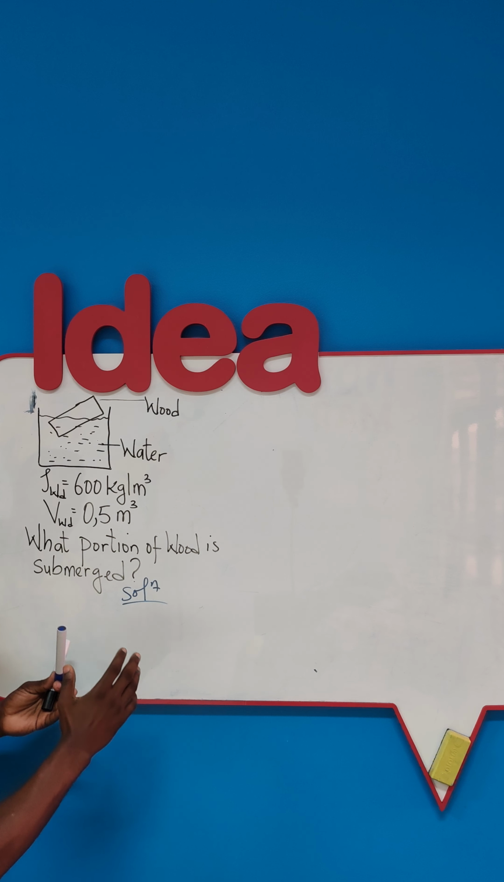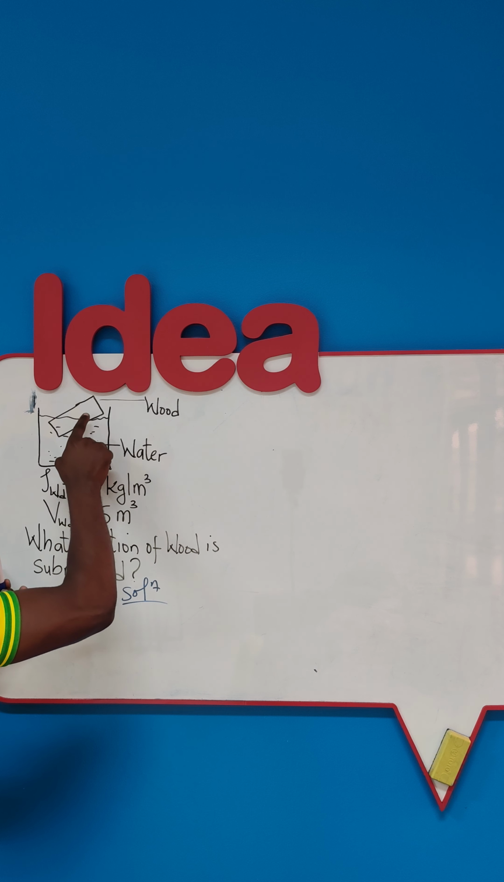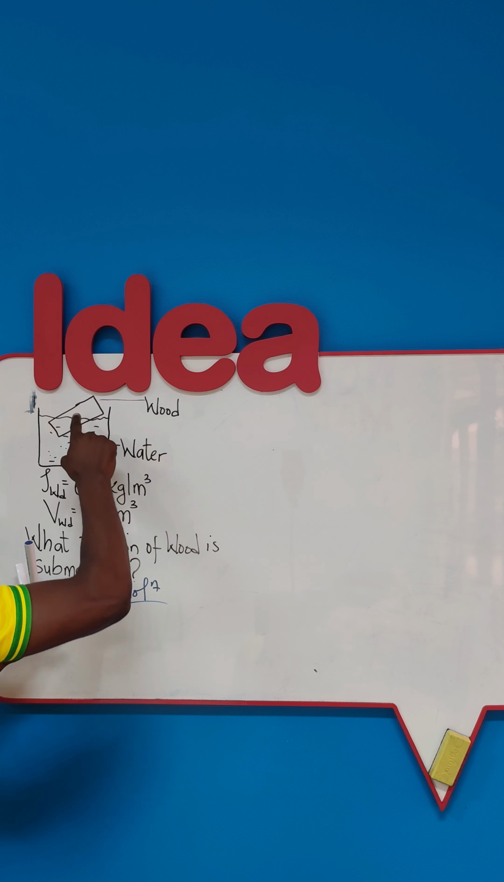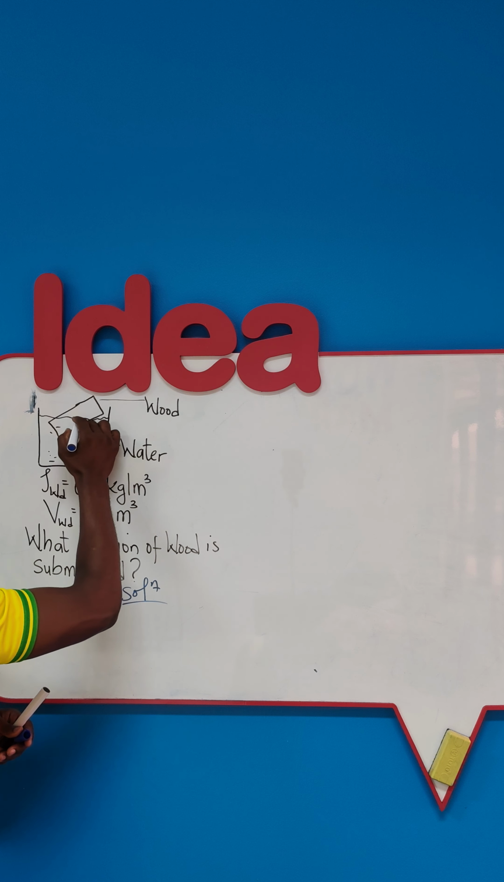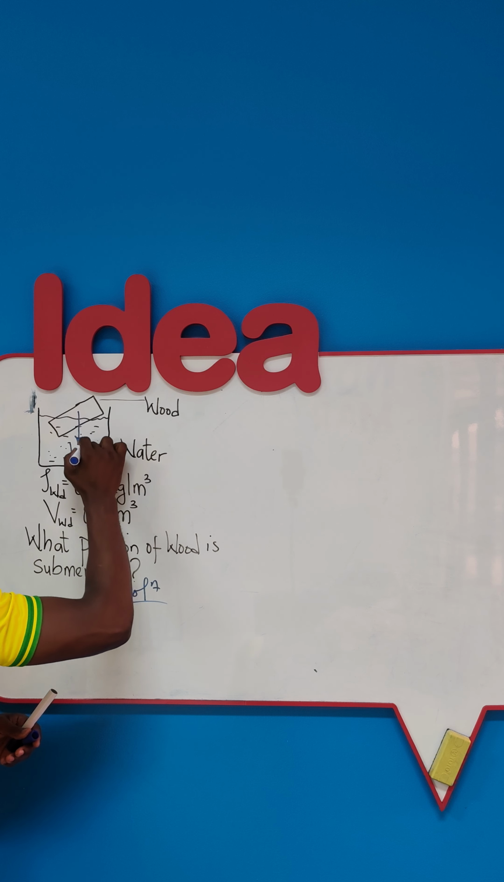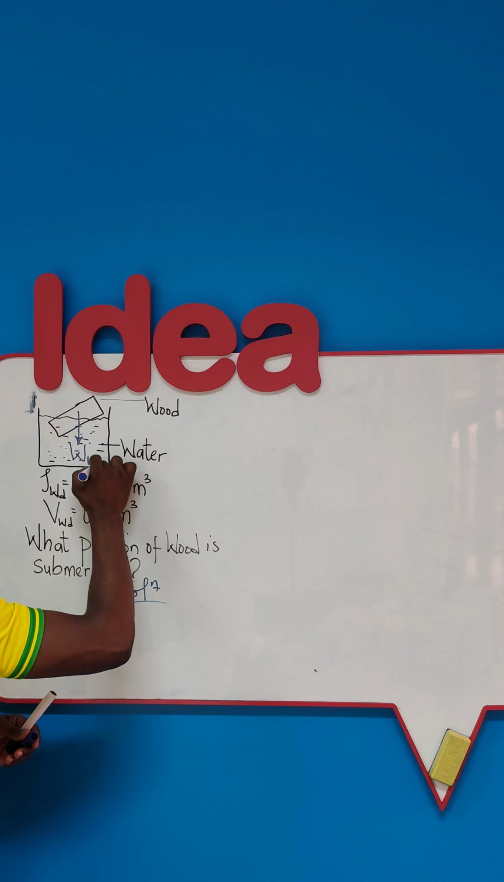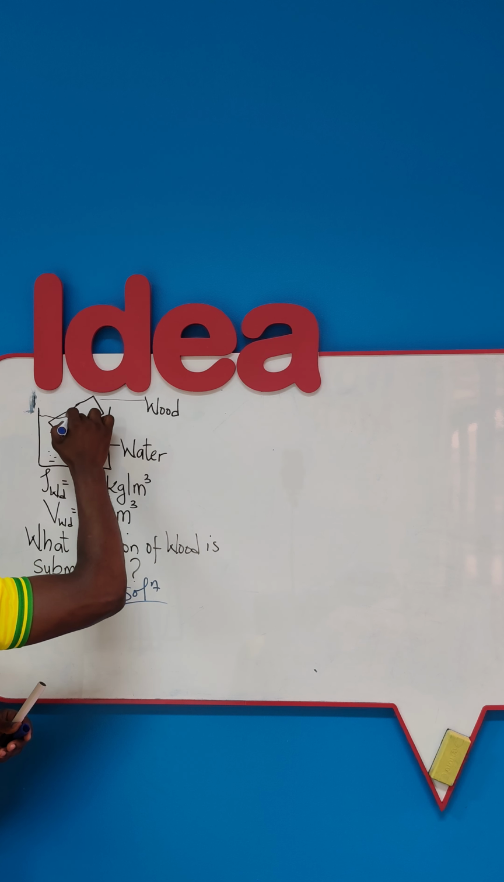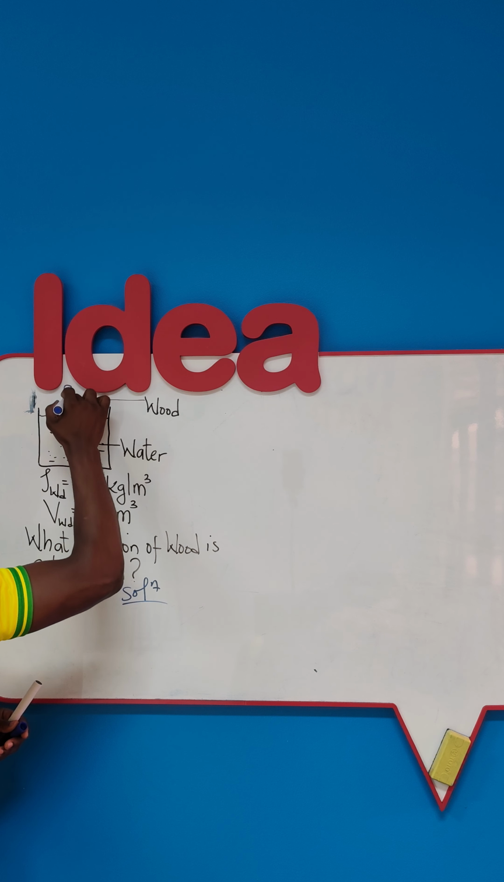All right, so I'm going to go step by step and show you how to answer this question. Let me start by writing down a resolution of forces on this object. This is the object here. There is first of all a downward force, which is the weight of the wood, and then there is the upward force here, which we call the buoyant force.